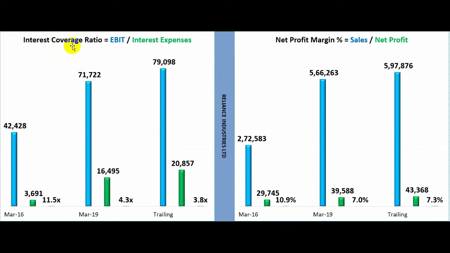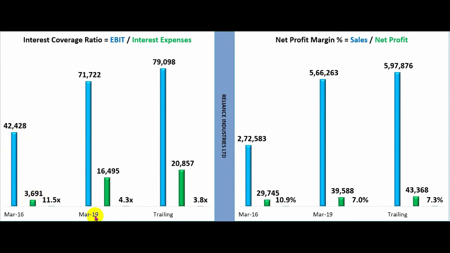Now, what is the interest coverage that the company is managing over the years? In March 16, the coverage was quite high at 11.5 times. That is the EBIT, or earnings before interest and tax, being generated was around 42,000 crores, against which its interest cost was 3,600 crores. So that's a 11 times multiple.